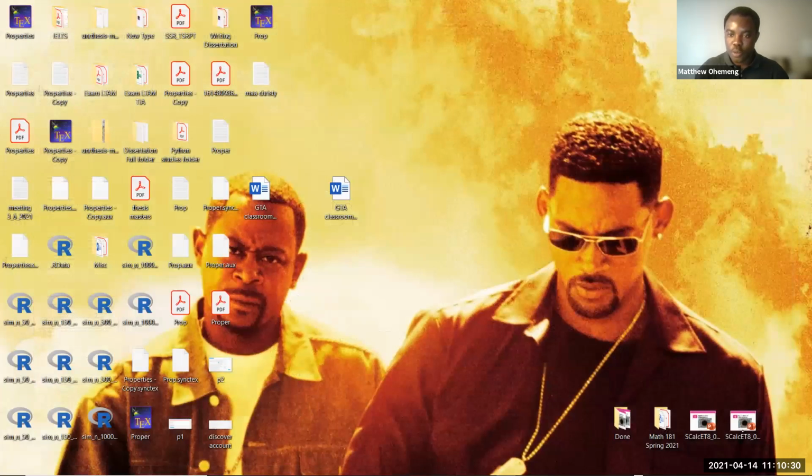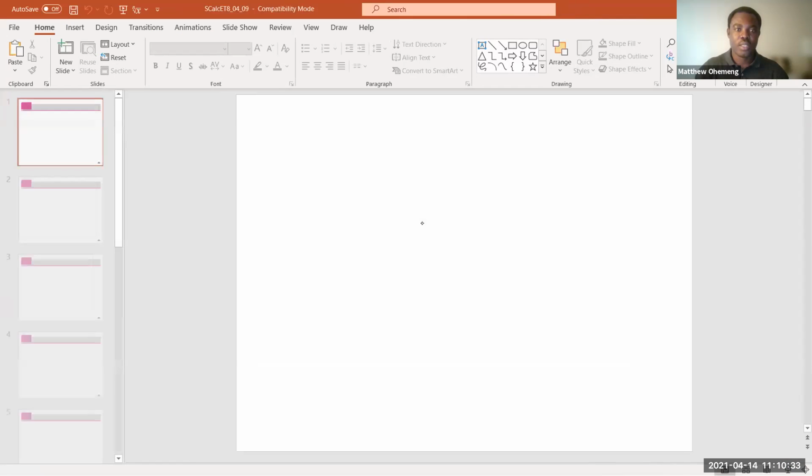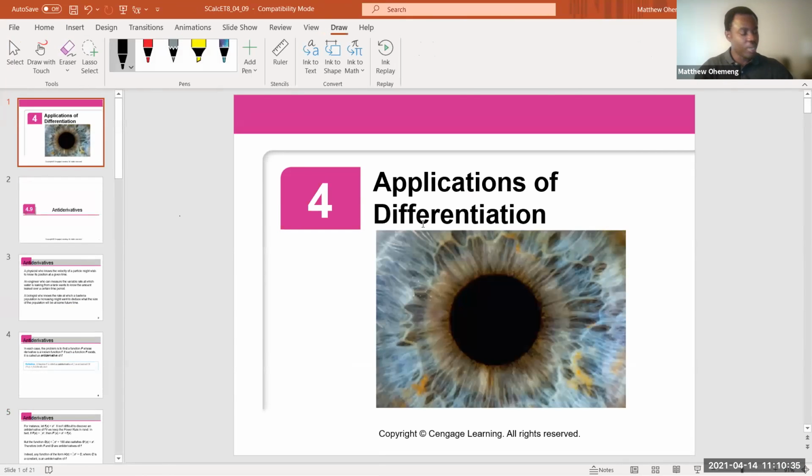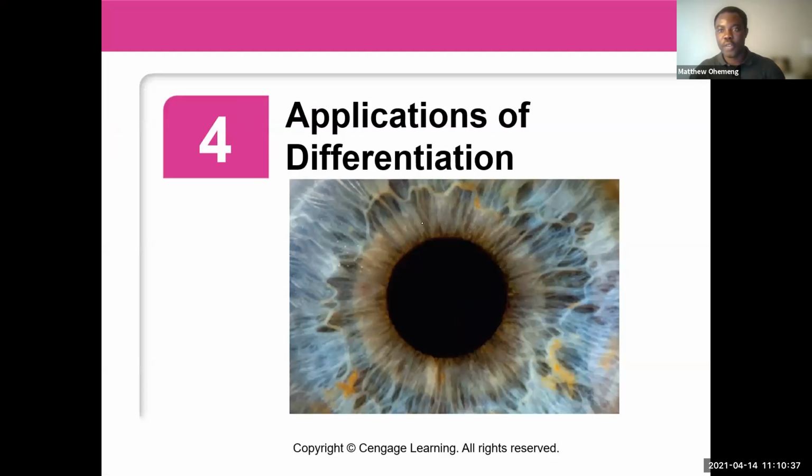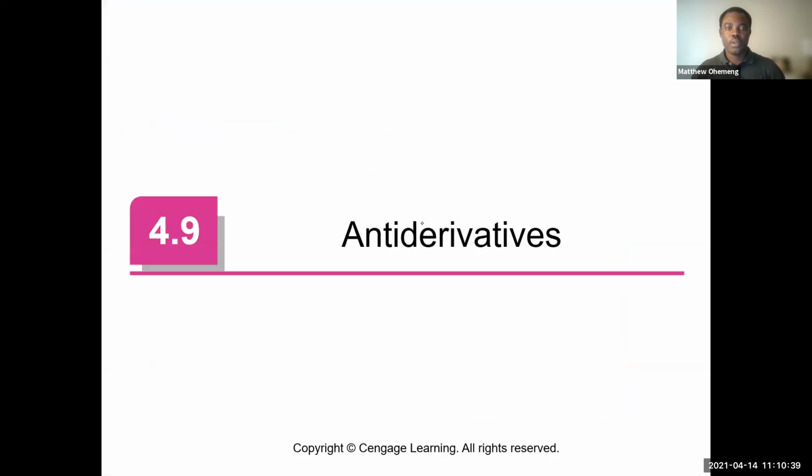Now let me go to 4.9 for antiderivatives. Okay. Please, I'm sharing the PowerPoint for 4.9. If you can't see, do let me know. Okay, so 4.9 is antiderivatives.